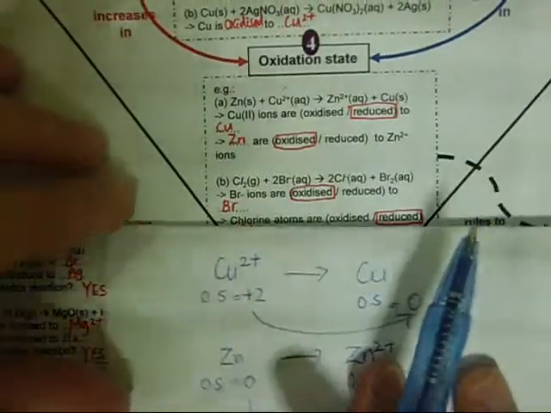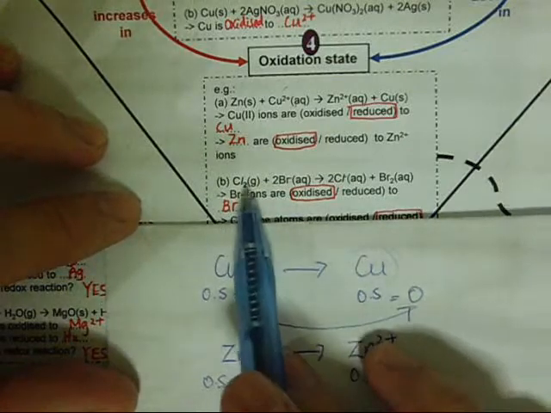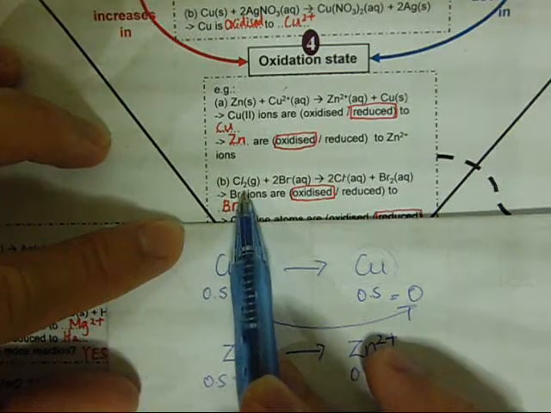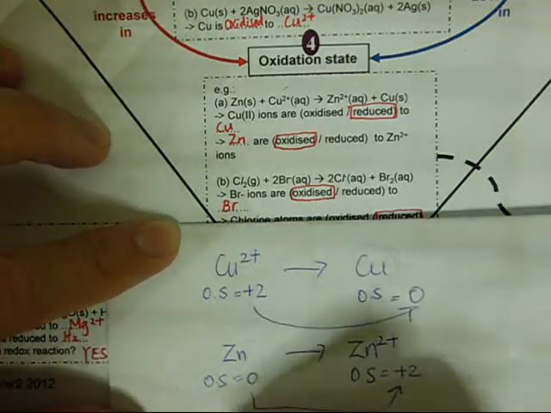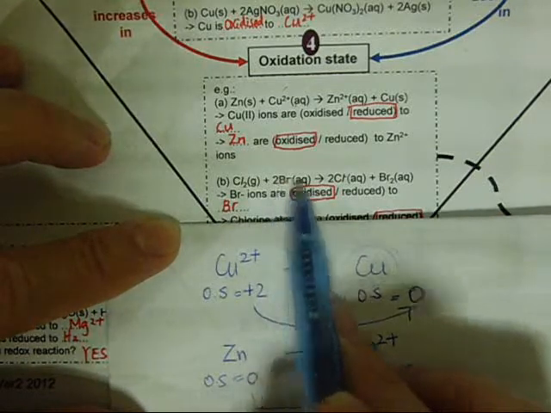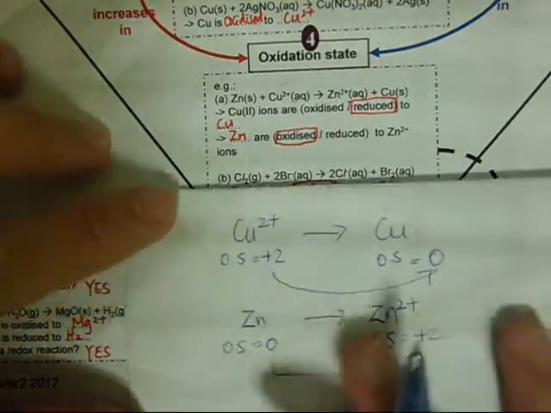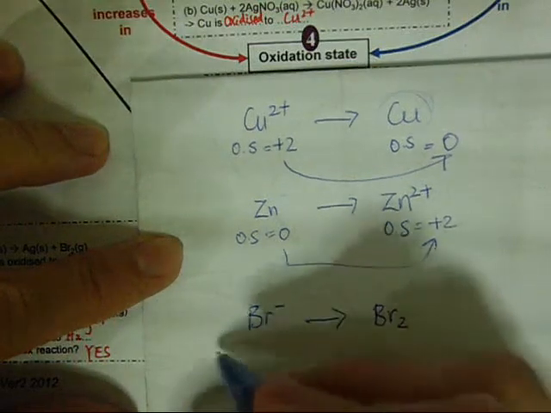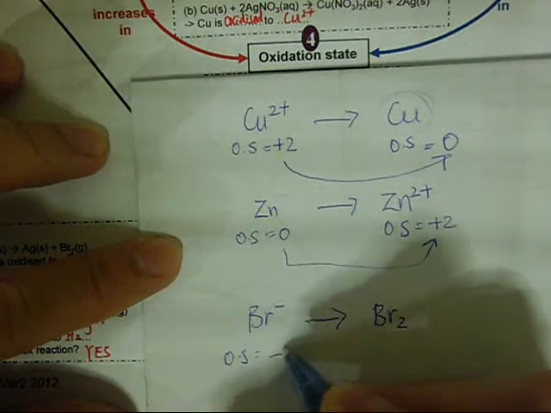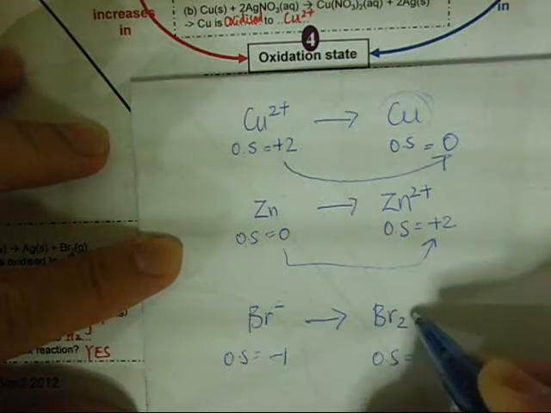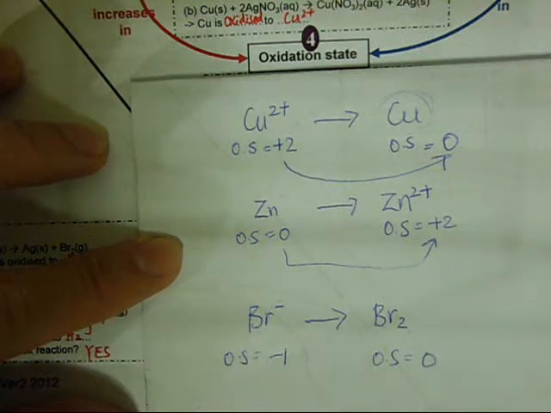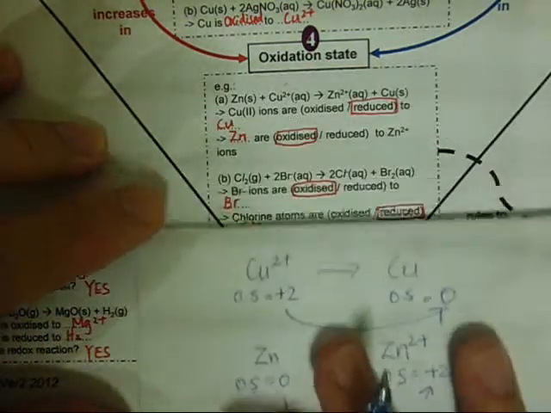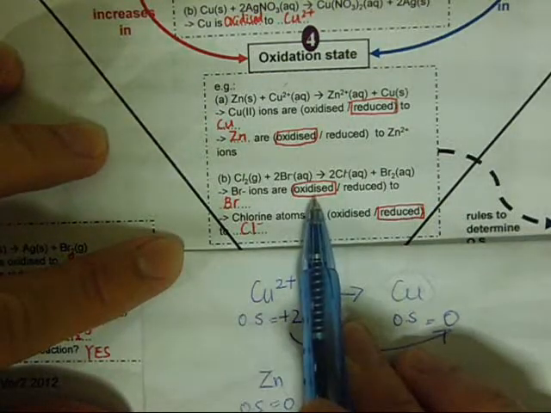Let's look at the next example. Okay, this example, now this is bromide ion, Br minus, changing to Br2. So Br minus, what is the oxidation state? It's the same with the charge, which is -1. Br2, what is the oxidation state? It's the same with the charge. There is no charge, therefore the oxidation state is 0. So -1 to 0 is an increase. Increase in oxidation state is oxidized.